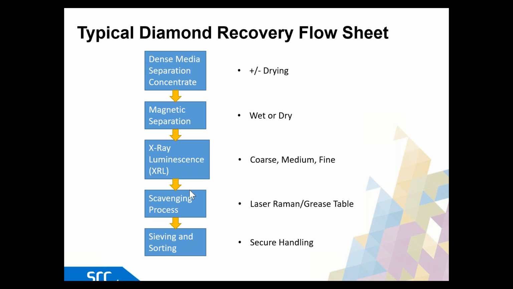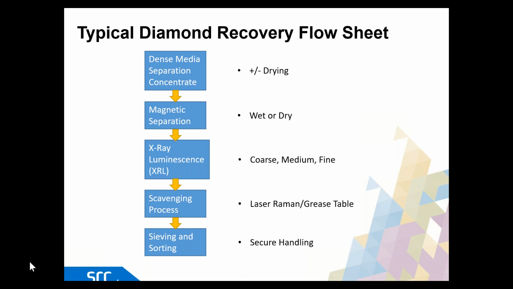I'll discuss a little bit about those and how they're implemented, but they typically have very low production rates, and you don't get a lot of productivity out of those machines. However, they can improve your yields. And then finally into hand sieving and sorting, and then some of the secure handling procedures that are required to maintain the integrity of the product downstream.